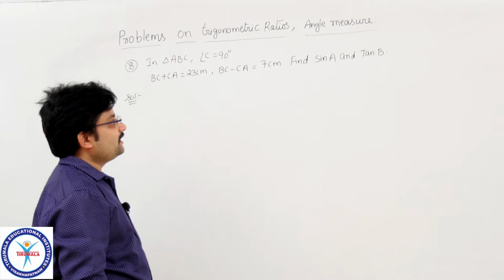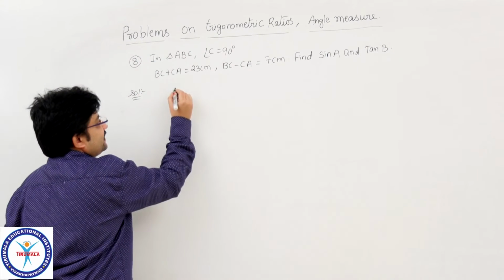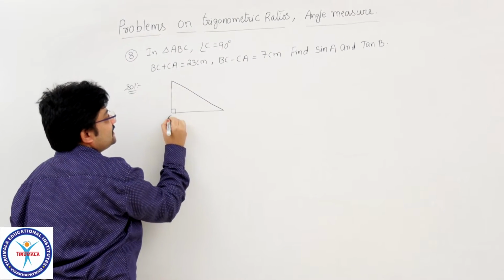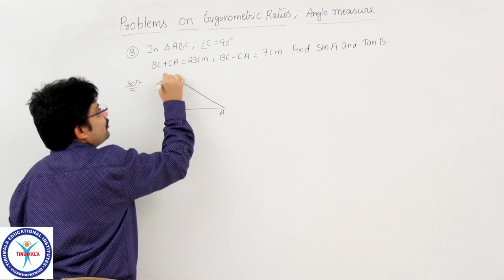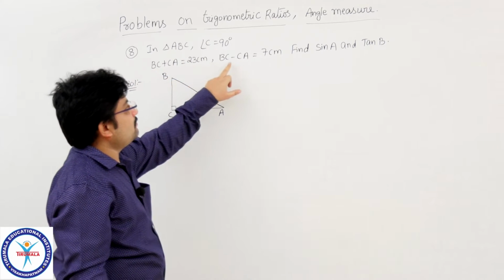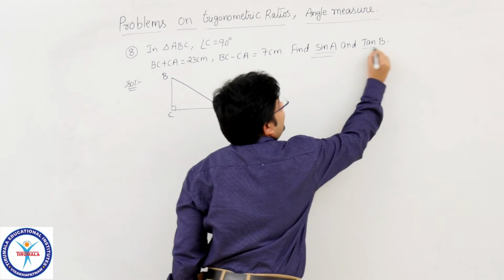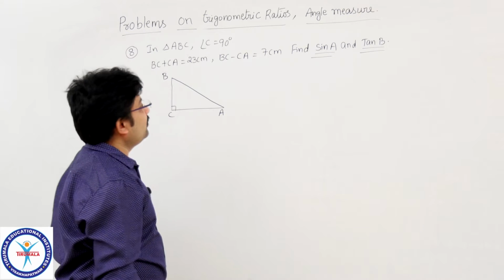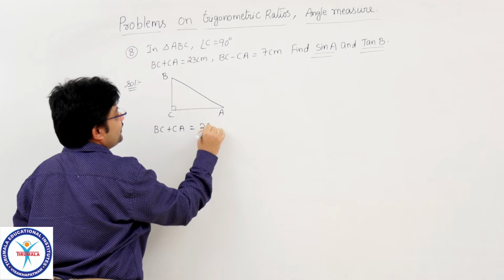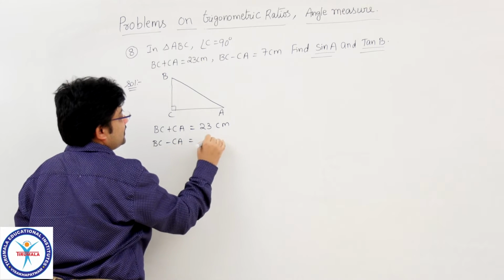This is a very important model in trigonometry. In triangle ABC, angle C is equal to 90 degrees, so this is a right angle triangle. Here right angle at C, therefore it is A and it is B. Given that BC plus CA is equal to 23 and BC minus CA is equal to 7, we need to find the value of sin A and tan B. So BC plus CA is equal to 23 centimeters and BC minus CA is equal to 7 centimeters.